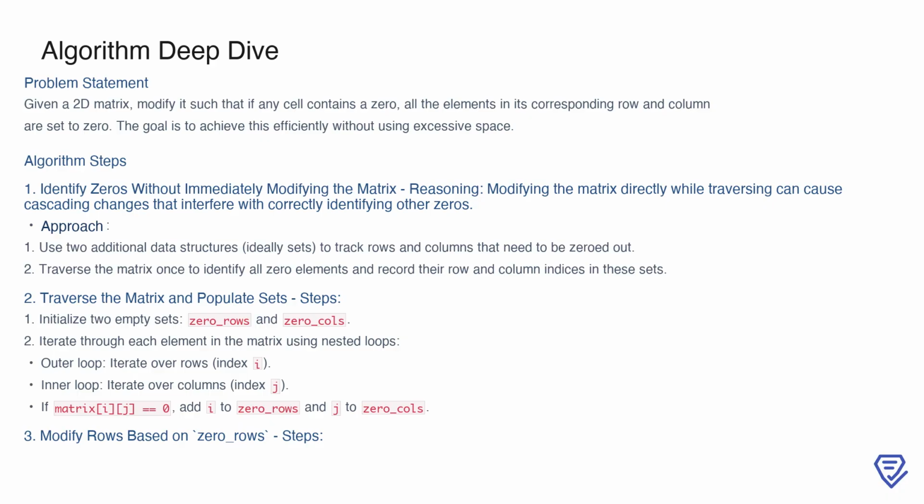First, we need to identify all the zeros without directly modifying the matrix. This is crucial because altering the matrix during traversal can cause cascading changes, making it difficult to correctly locate other zeros. To handle this, we use two data structures, specifically sets, to record the rows and columns that need to be zeroed out. By traversing the entire matrix once, we can identify all zero elements and store their respective row and column indices in these sets. This setup ensures our modifications are accurate and isolated from cascading issues.